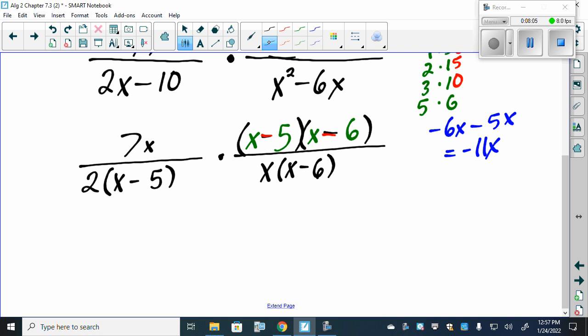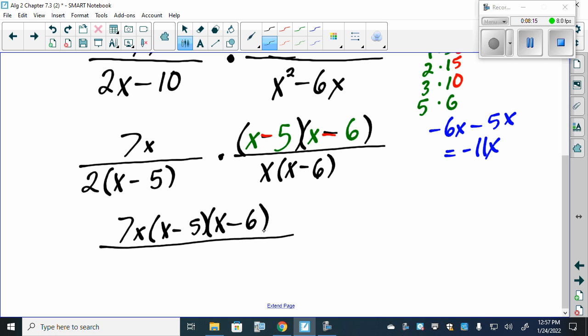Now at this point, we can multiply the numerators and denominators. So on top we would have 7x times x minus 5 times x minus 6 over. Now we would move the greatest common factors to the front, so the 2 times x. Then we'd have x minus 5 times x minus 6.